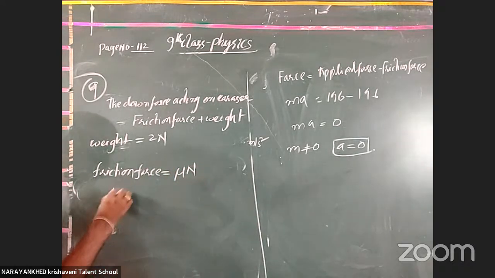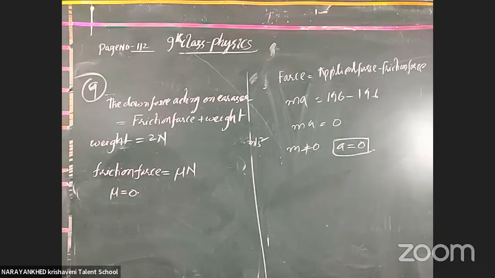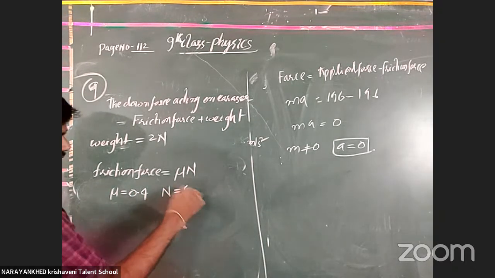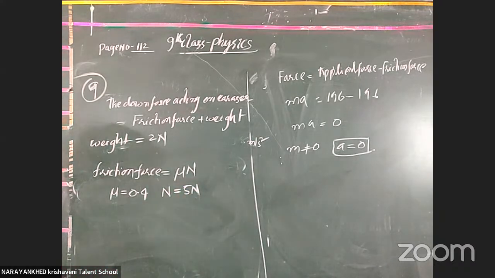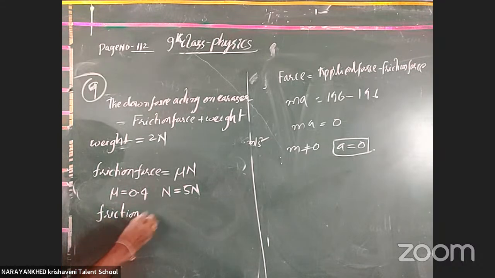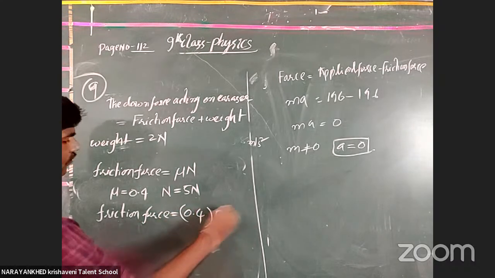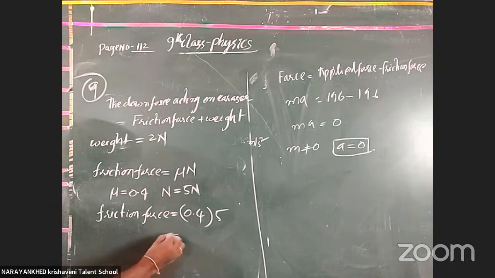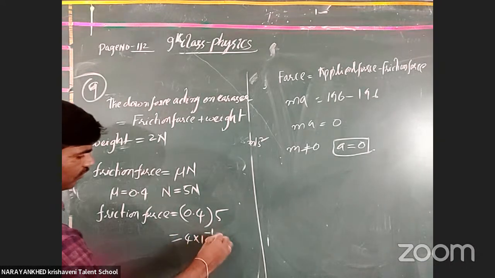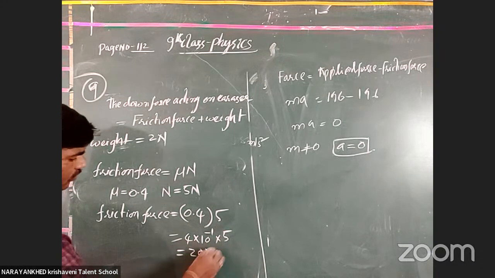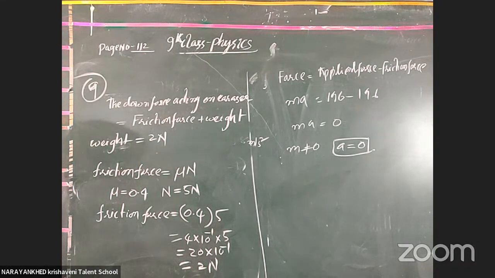Mu is equal to how much? The coefficient of friction is given, na. Yes, that is 0.4. N is equal to 5. Okay, clear or not? Now substitute. Frictional force is equal to 0.4 into 5. Got it or not? Yes. And now 4 into 10 to the power of minus 1 into 5 is 20 into 10 to the power of minus 1. It becomes 2 newtons. Got it or not? It is 2 newtons.